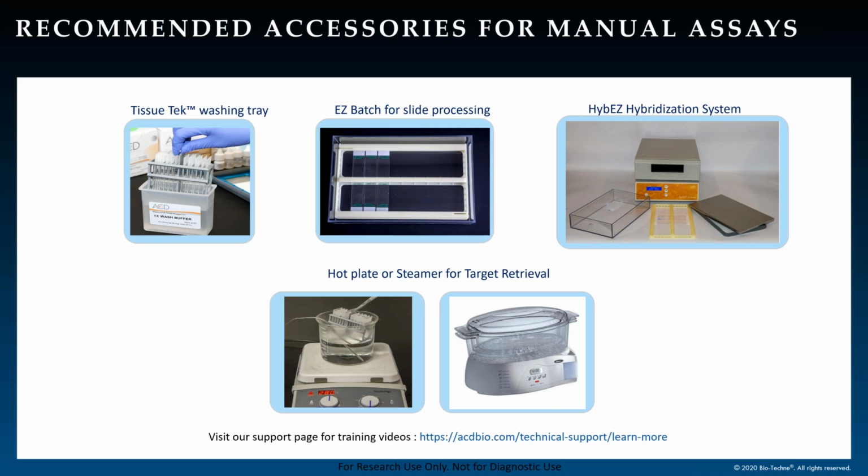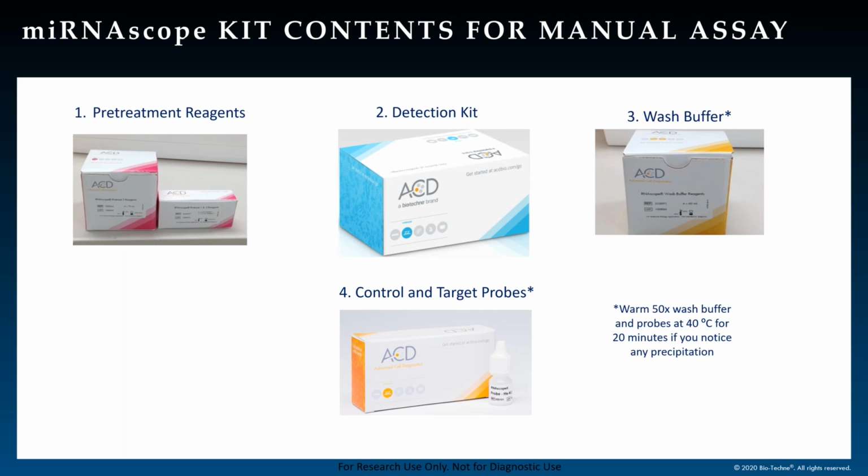The HybEZ hybridization system to the right is designed to maintain the required temperature and humidity to ensure optimal and consistent staining. In the bottom row are two methods for carrying out the heat-mediated target retrieval step required for some sample types, such as FFPE and fixed frozen. Our website has training videos on the different steps of the manual assay, which is a great visual guide to assist with running our assays. The standard miRNAscope kit configuration includes the necessary pretreatment reagents, the detection kit of choice, the wash buffer, and control and target probes needed to run the assay.